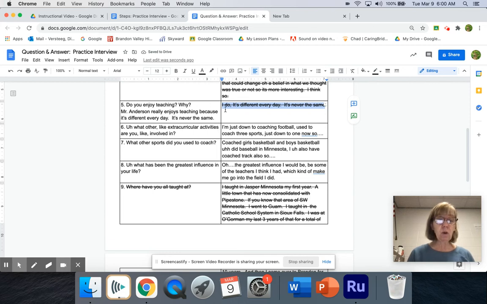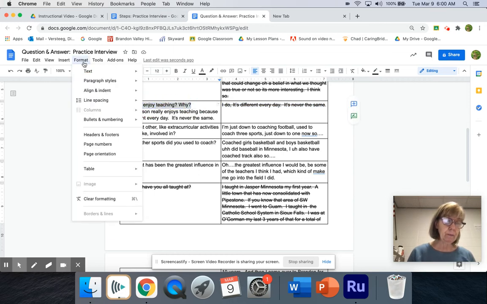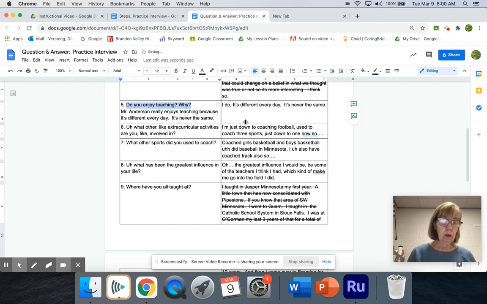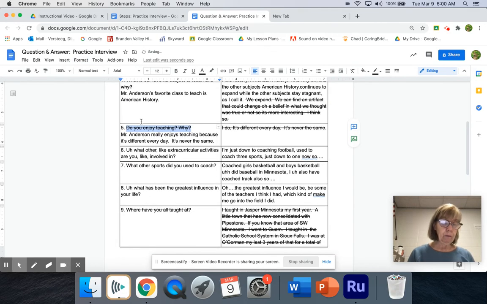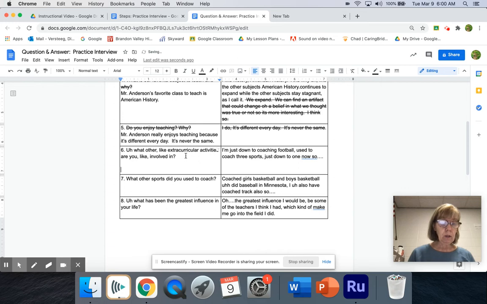And again, his answer is so short that it would be really hard to write something. And so then you're going to also eliminate the question, leaving you with, for question number 5, the narrator is basically going to say this, and then we eliminate the question. Okay? So let's take a look at question number 6.